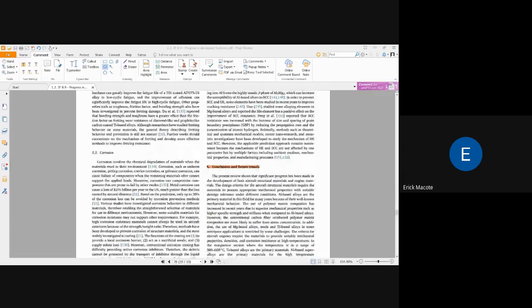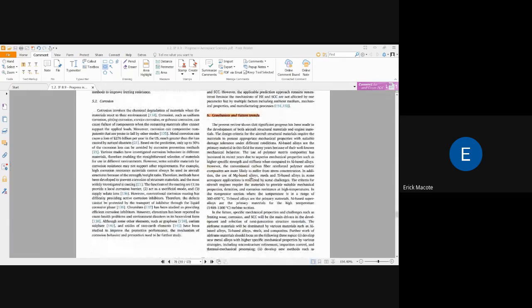As a final conclusion, we could say that significant progress has been made in the development of both aircraft structure and engine materials. Furthermore, the design criteria for the aircraft structure require the material to possess appropriate mechanical properties with suitable damage tolerance under different conditions. That's all. Thank you for your attention.